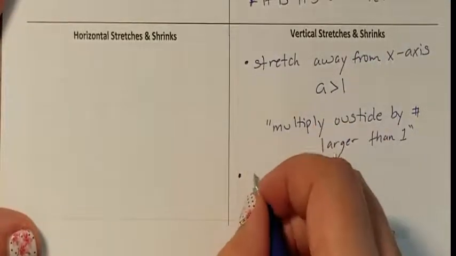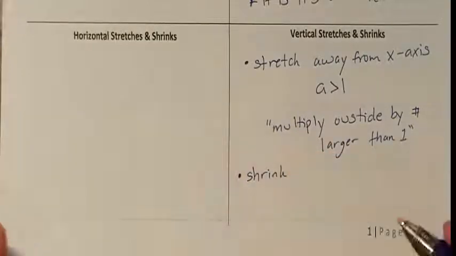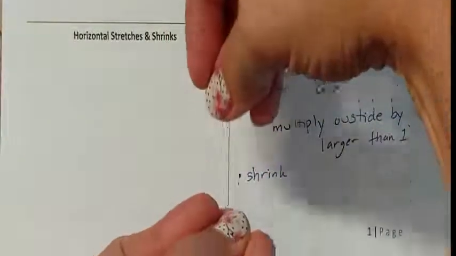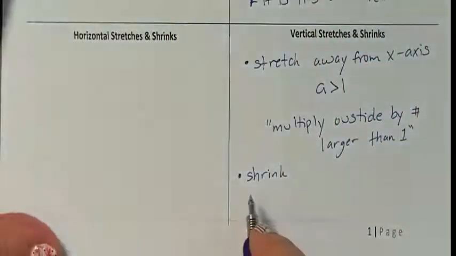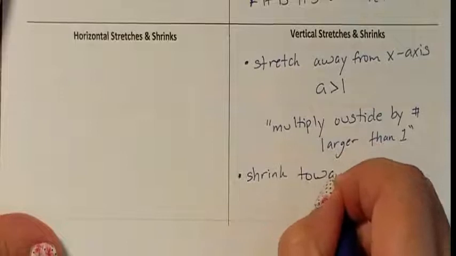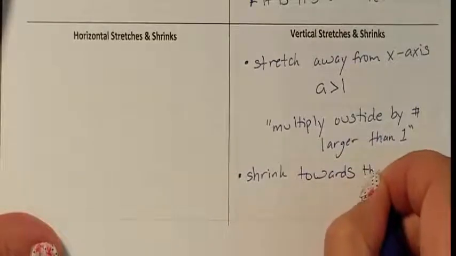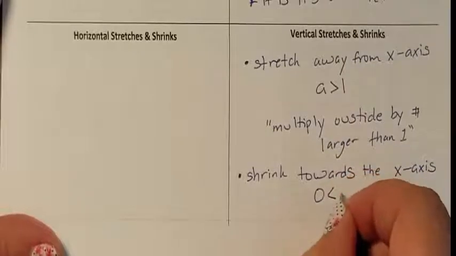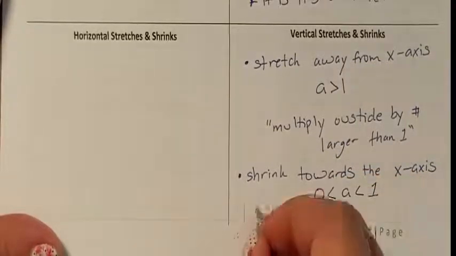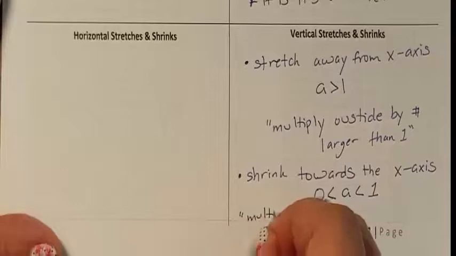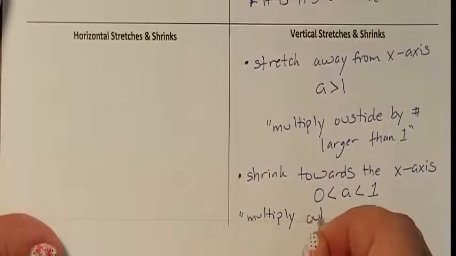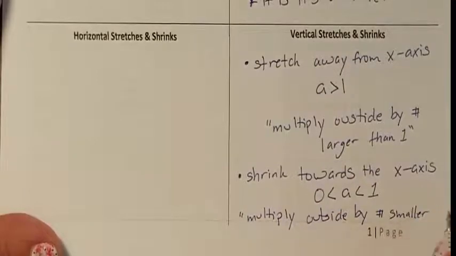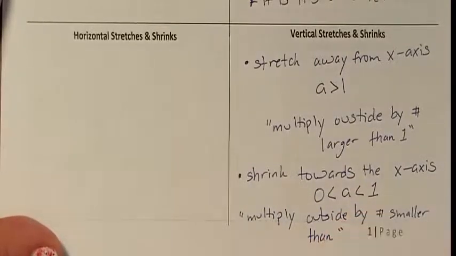Now, if I'm not stretching, if I am shrinking, so it's a vertical shrink, which means I'm shrinking it down, which meant I'm getting closer to the x-axis. So if I'm shrinking, I'm going to shrink towards the x-axis. And the only time that ever happens is if I am positive, but smaller than 1. So what we are used to saying is that we multiply on the outside by a number smaller than 1, but it had to be positive, because if it was negative, then we're reflecting.